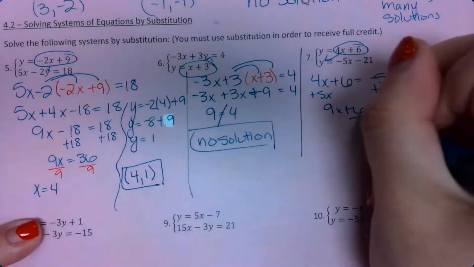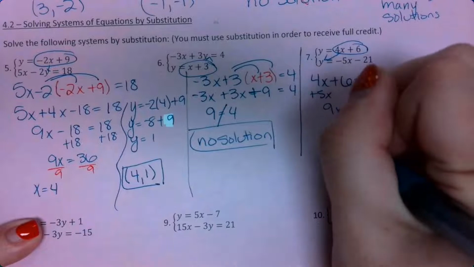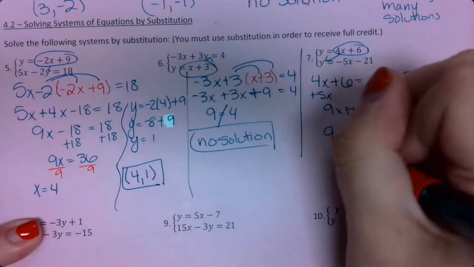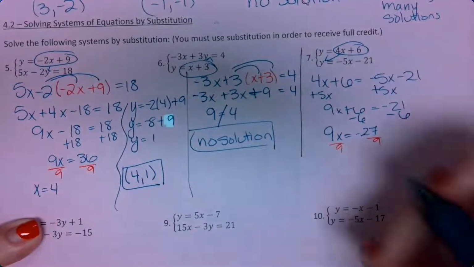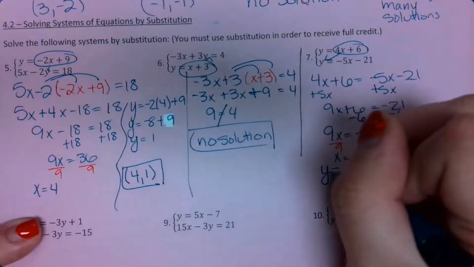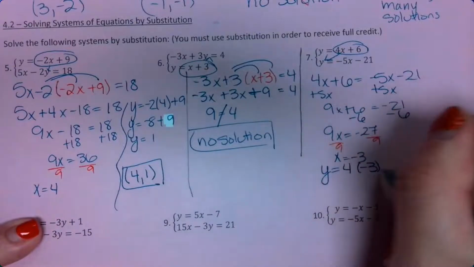I want to subtract 6 on both sides. 9x equals negative 27. Divide by 9 on both sides. X equals negative 3. I can plug into either equation. I'm going to pick the top one. You could pick the bottom one and it'd still work out the same.